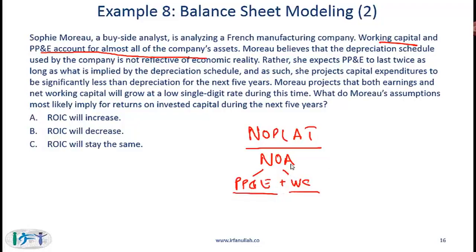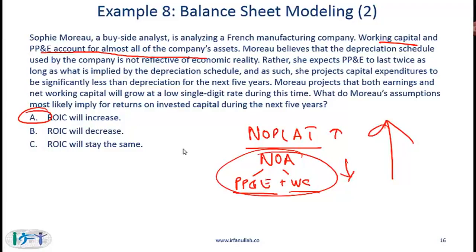In this particular scenario, we are told that the company is overstating depreciation. So if depreciation is very high, then what's happening to this number? This number is coming down. It's going to be understated. And NOPLAT is increasing a little bit. So if the numerator is going up and the denominator is coming down, then what is happening to the overall ratio? The overall ratio then is increasing. So the best answer is A.